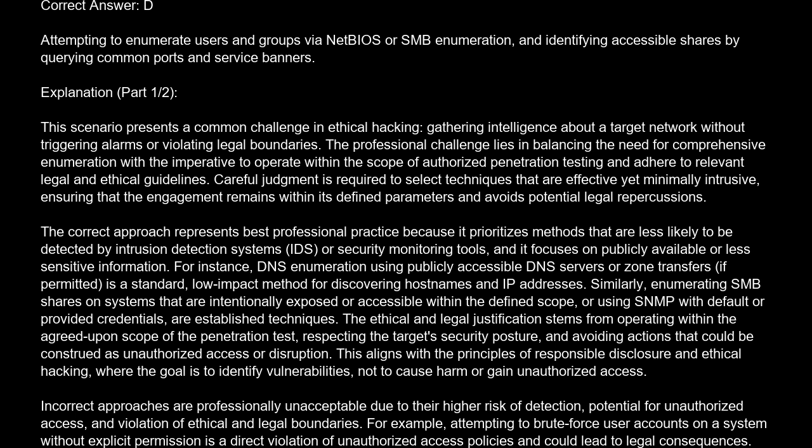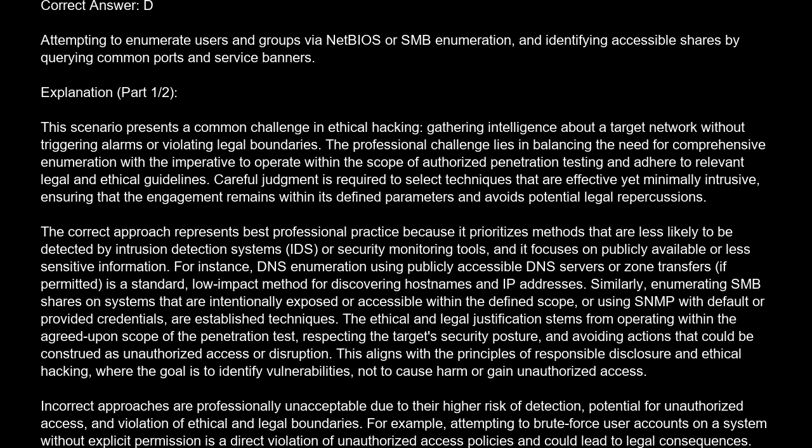The professional challenge lies in balancing the need for comprehensive enumeration with the imperative to operate within the scope of authorized penetration testing and adhere to relevant legal and ethical guidelines. Careful judgment is required to select techniques that are effective yet minimally intrusive, ensuring that the engagement remains within its defined parameters and avoids potential legal repercussions.